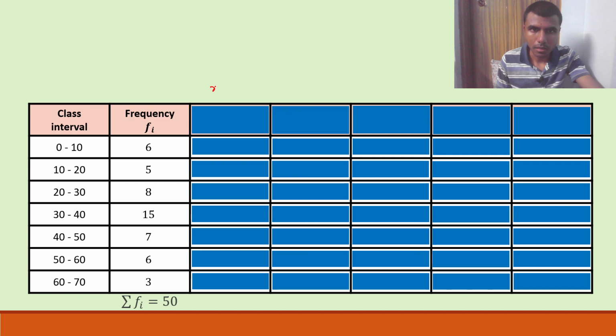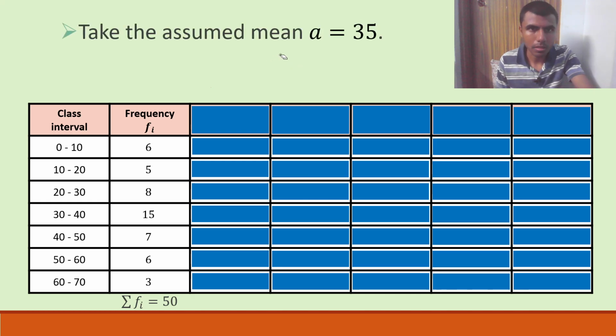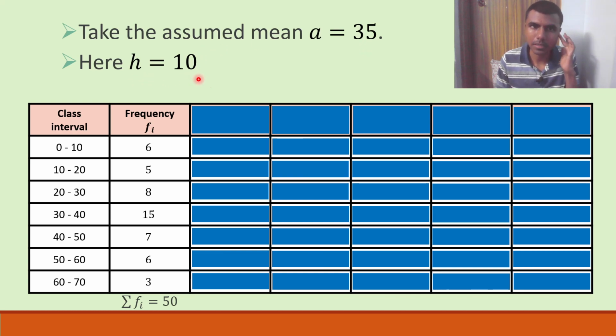The formula for mean is x bar. Before that, the assumed mean here is going to be 35 and h is 10. Here I'm going to use the step deviation method. The formula is pretty simple: x bar is a plus sigma fi di by capital N into h. Now what is this h? It is the class width: 10 minus 0 is 10, 20 minus 10 is 10, 30 minus 20 is 10.